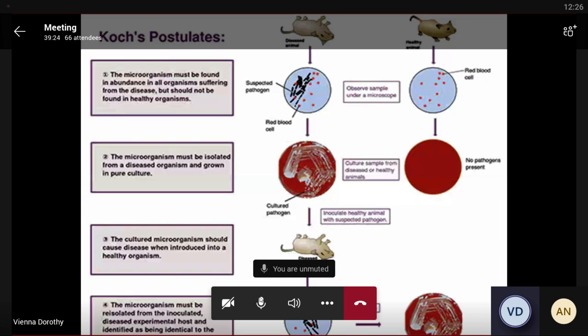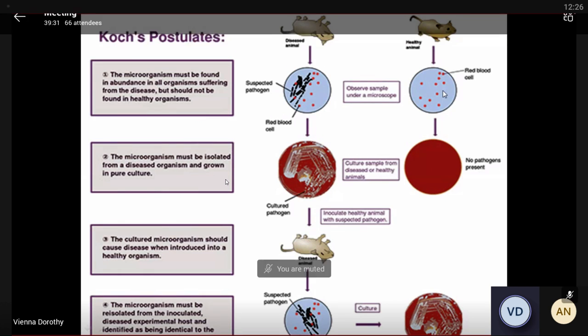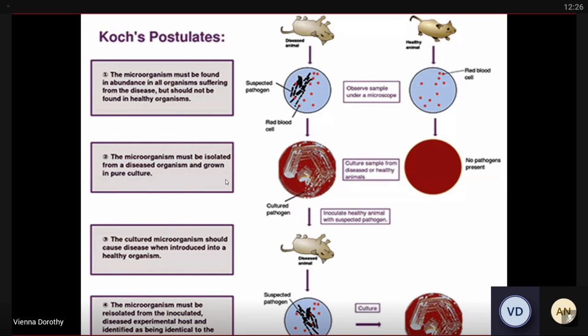Yes. Okay. Suppose I take a blood sample from a healthy person or a healthy animal, I should not be able to see any microorganism. So that is Koch's first postulate. First postulate means if anybody is suffering from a disease, that is because of the presence of microorganisms. Okay.